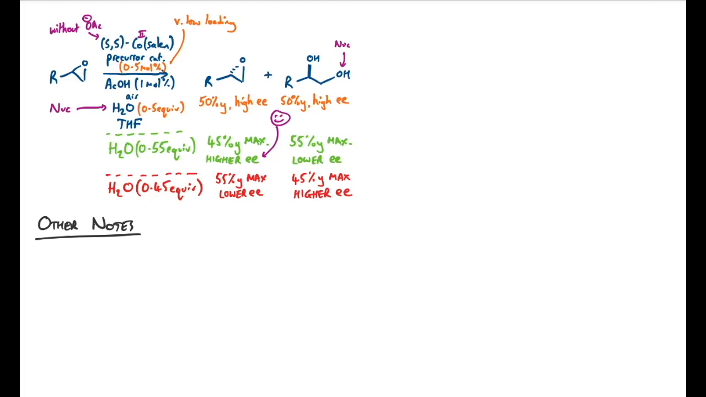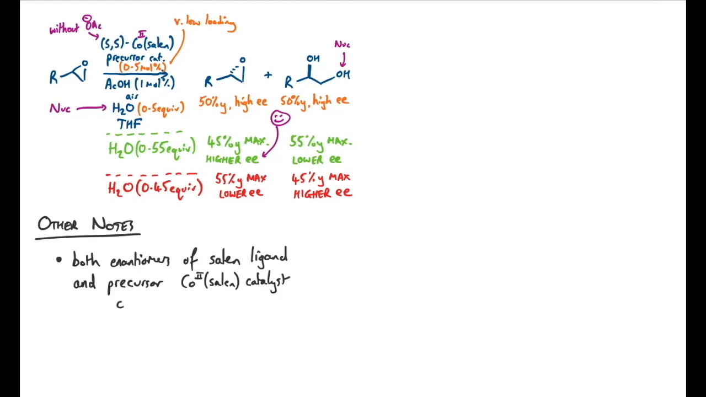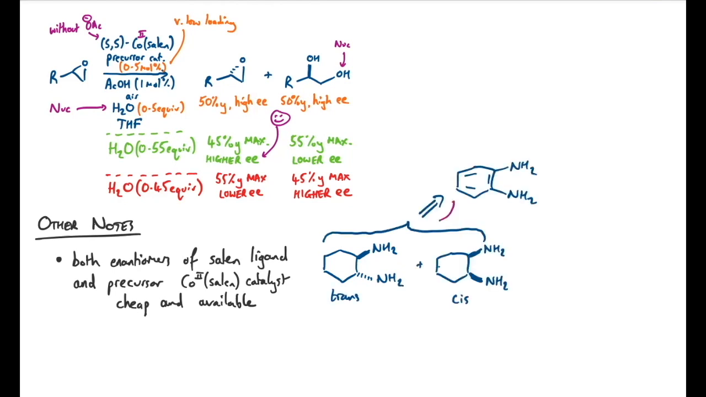Well, quite importantly, both enantiomers of the silane ligand and precursor cobalt-2 based catalyst are both readily available and reasonably cheap. If we have a think about what the structure of those things is, well, they're based on a cyclohexadiamine, and specifically the trans one. And it turns out this is actually really easily accessible. If you do a hydrogenation of this diaminobenzene, you get a racemic mixture of the trans cyclohexane, which is the one we're going to use in the silane catalysts.